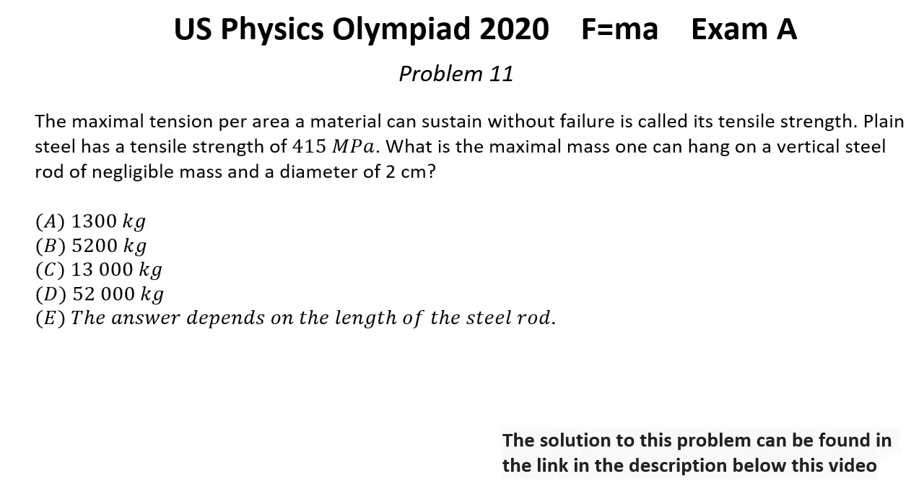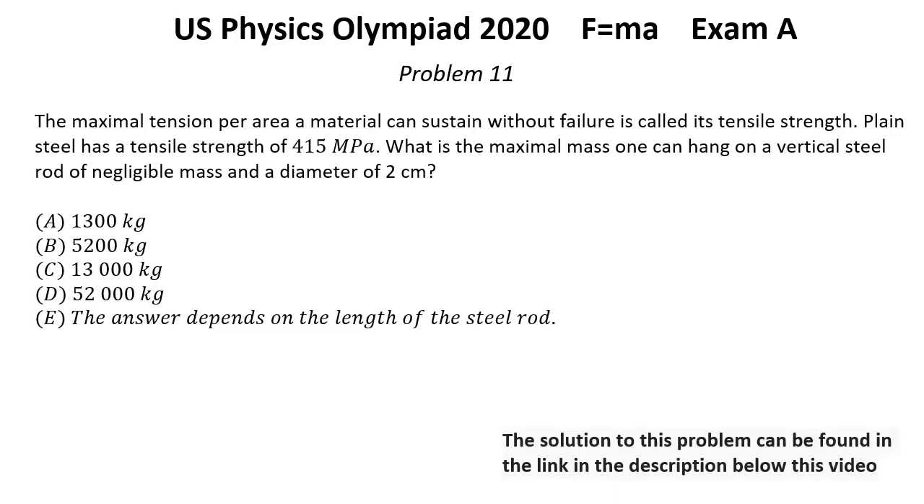Problem number 11. The maximum tension per area a material can sustain without failure is called its tensile strength. Plain steel has a tensile strength of 415 megapascals. What is the maximum mass one can hang on a vertical steel rod of negligible mass and a diameter of 2 centimeters? Solution for problem number 11.